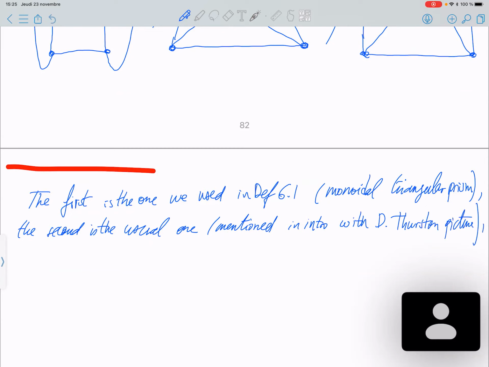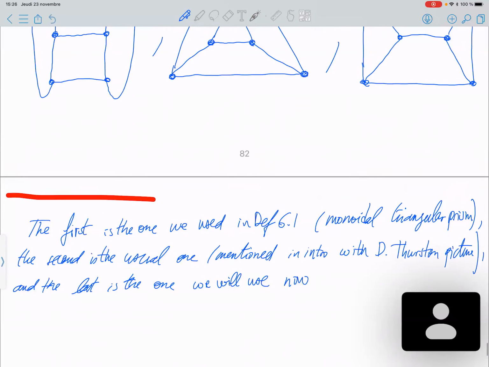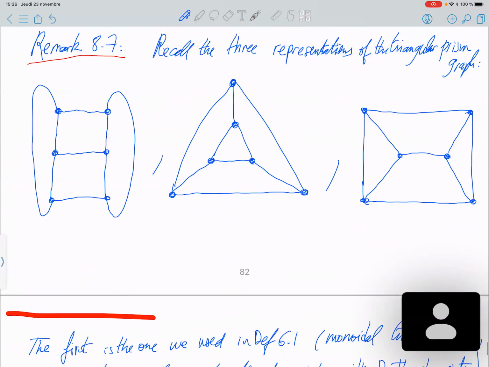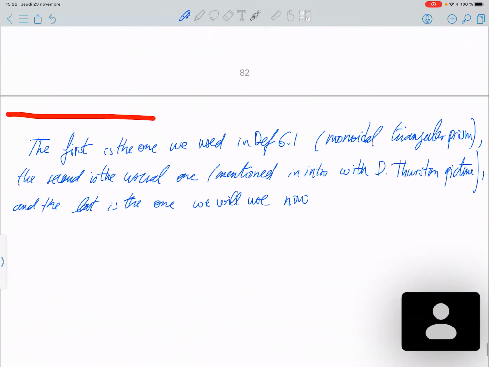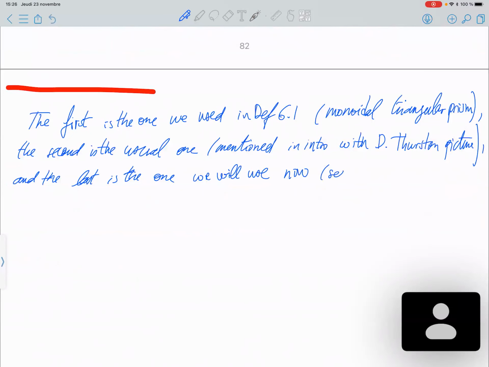And the last one is the one we will use now. See the coming definition 8.8.